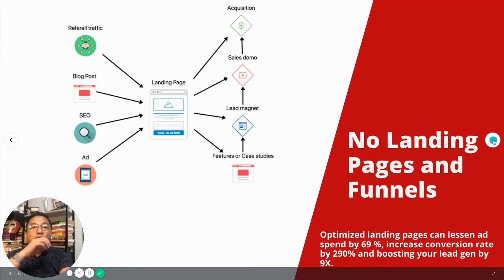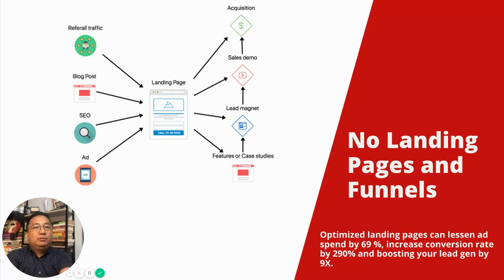Second is there's no landing page or funnel. We had been taught for a long time that in digital marketing you should have a website for your presentation. That's true. The thing is, we've designed a website that is more or less like an online brochure. And for the past 2 years, we have realized that you can optimize your landing pages to lessen your spend by 69%, increase your conversion by 290% and boost your lead gen by 9 times if the design of your website is strategically designed like a funnel that is targeting your target buyers. And secondly, your ad spend is way, way lower when your landing page is efficiently optimized.